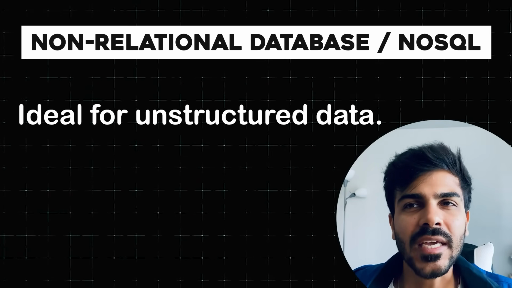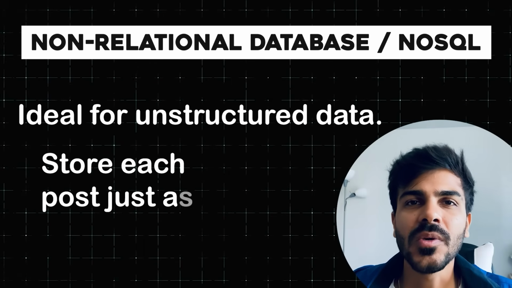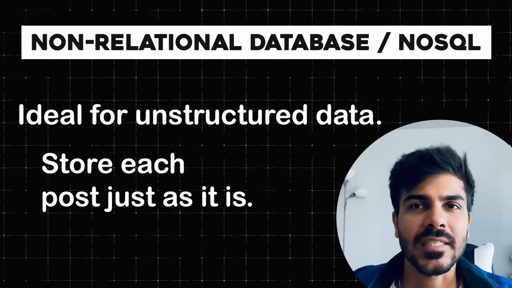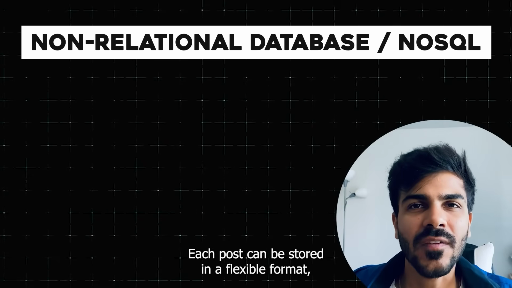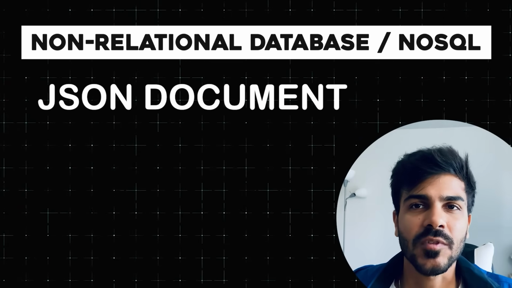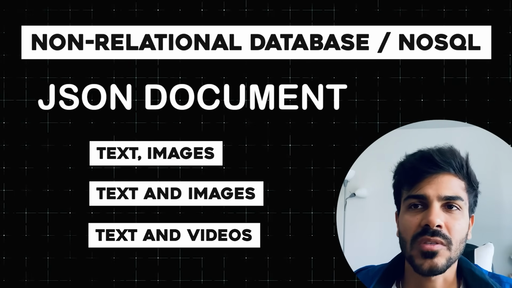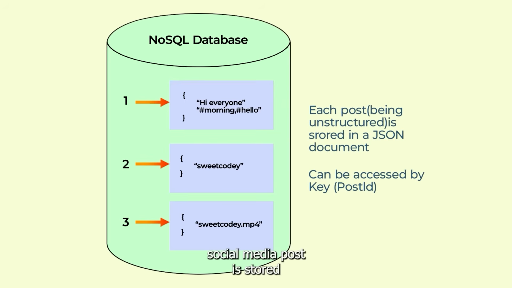So instead of forcing everything into a rigid table, NoSQL databases allow you to store each post just as it is. Each post can be stored in a flexible format, like a JSON document, which can handle different types of data: text, images, text and images, text and videos, anything. Let's take a look at the second diagram. Here, you can see how each social media post is stored as a JSON document in a NoSQL database. Each post is complete within its own document and there is no wasted space.